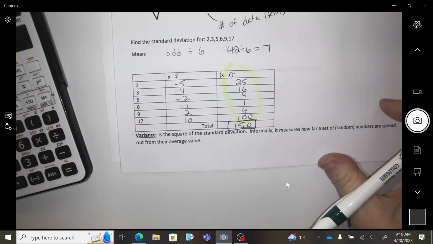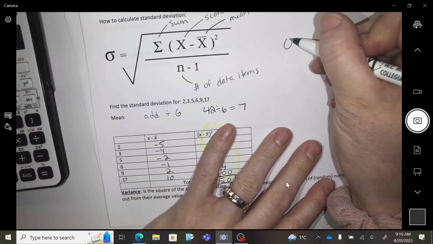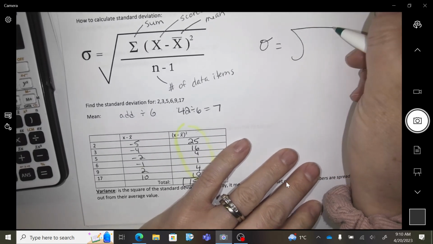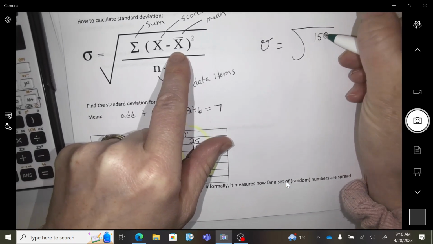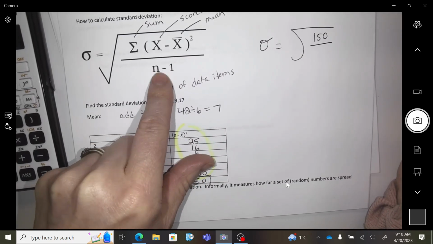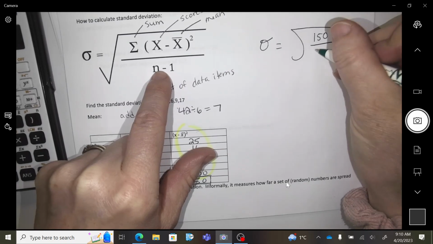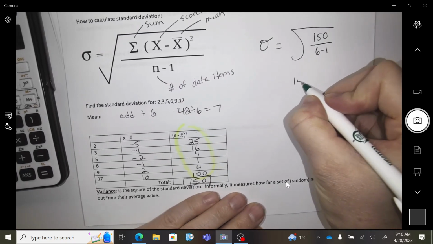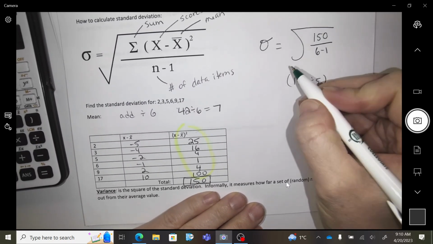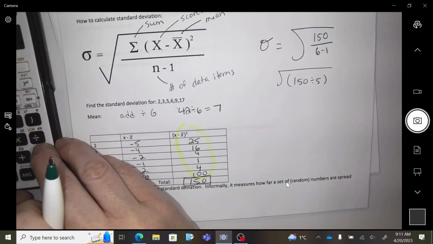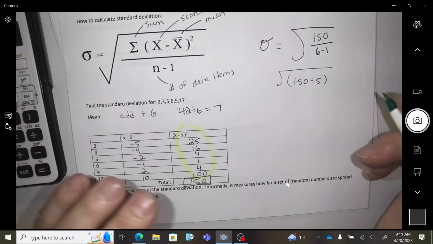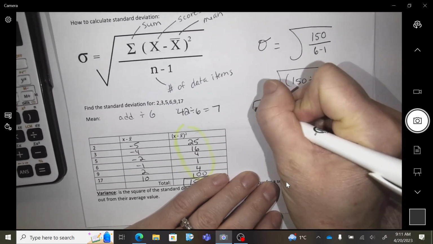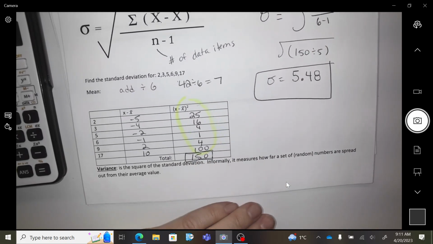Okay, so filling it into the formula, we're going to do the standard deviation, sigma. The sum of all of these squared was 150. The number of items we had was 6, so 150 divided by 5, and then square root it, and you get 5.48 is the standard deviation.